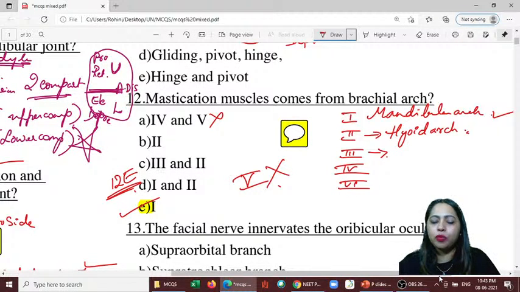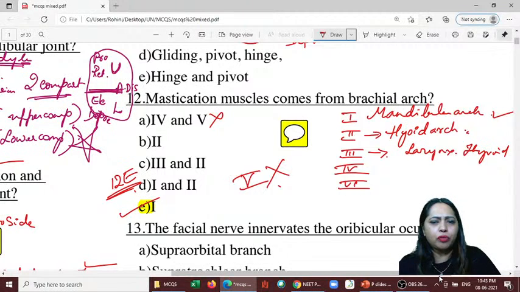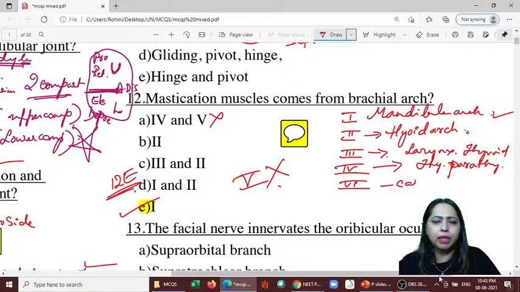Okay, the third arch will give rise to all those structures that come to form the larynx, thyroid, etc. There is a list of things. That is the same thing with the thyroid, parathyroid. This is cartilages of ligaments.